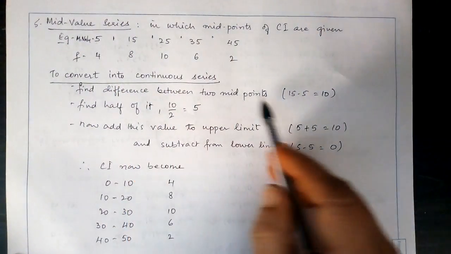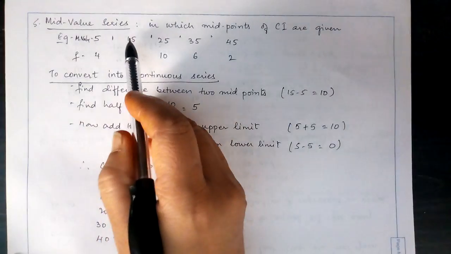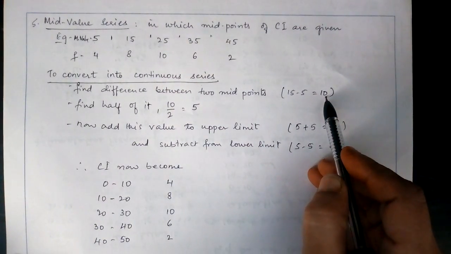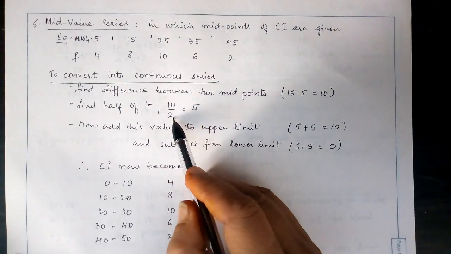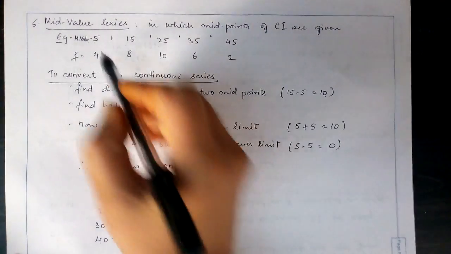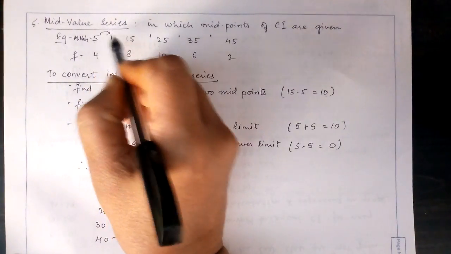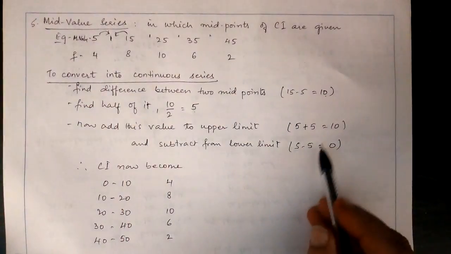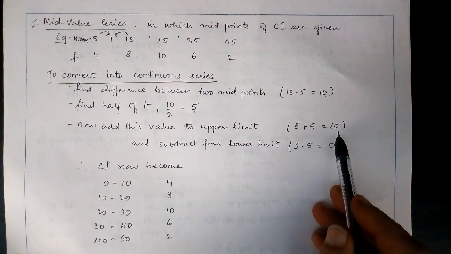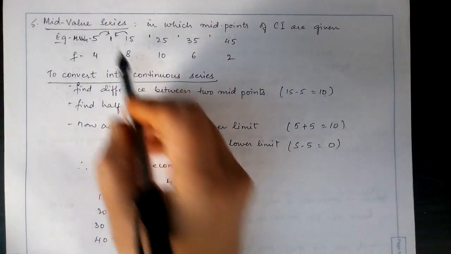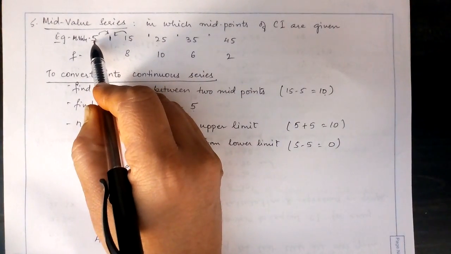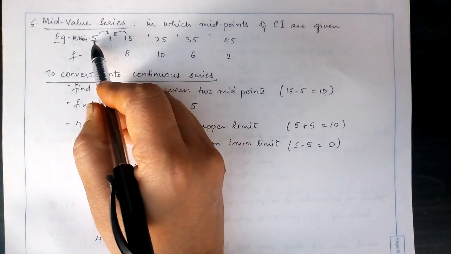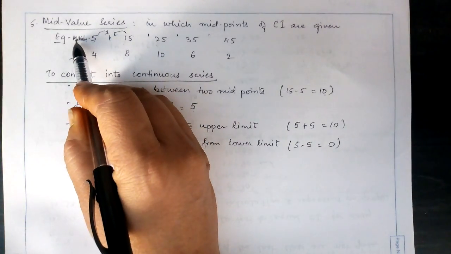So we will find the difference between the two midpoints, 15 and 5. The difference is 10. Half of it would be 10 by 2 equal to 5. So we have to go 5 ahead and 5 behind in order to find this value, which is equal to 10. Now we will add this value to the mid value to find the upper limit of the class and subtract from it to find the lower limit of the class.